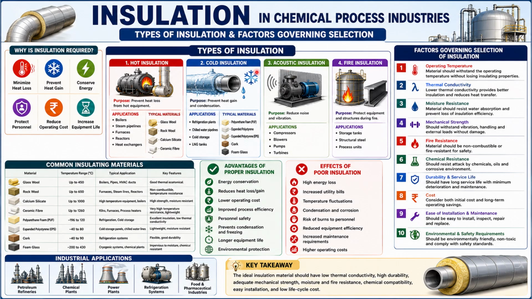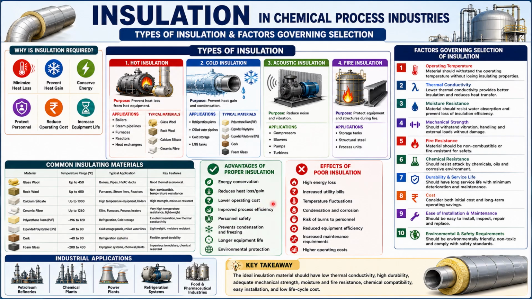There are various types of insulation: hot insulation to avoid heat losses, then cold insulation to prevent heat gain. Then we have acoustic insulation, whose purpose is to reduce sound and vibration. And finally, we have fire insulation to protect equipment during fire. Now, what are the various insulating materials that we use? Glass wool, rock wool, calcium silicate, ceramic fiber, polyurethane foam, cork, foam glass, and so forth.